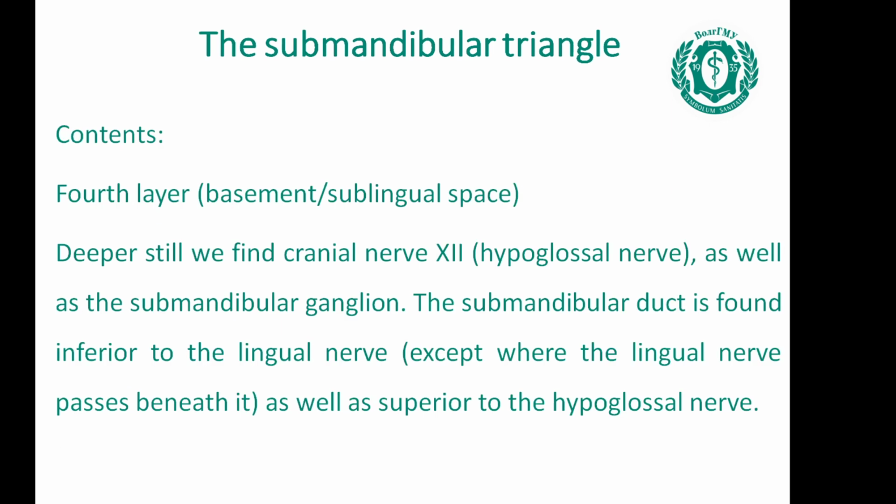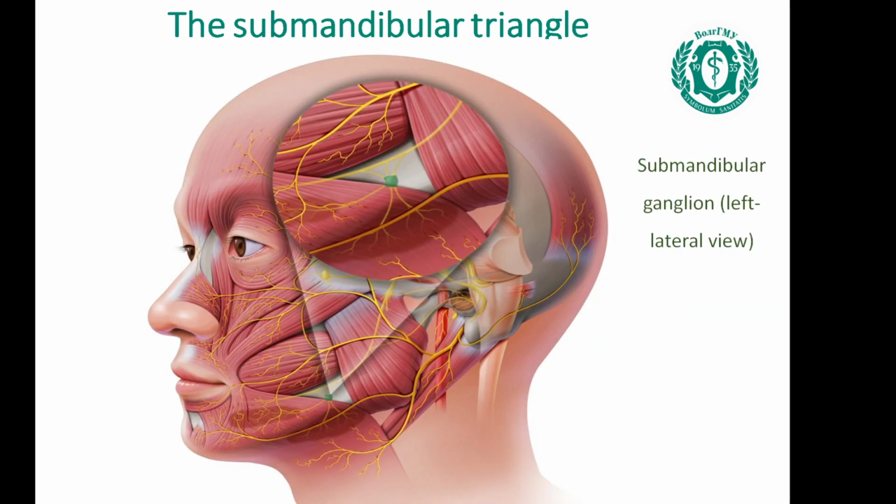Deep still we find cranial nerve number 12. This is the hypoglossal nerve, as well as the submandibular ganglion. The submandibular duct is found inferior to the lingual nerve, except where the lingual nerve passes beneath it, as well as superior to the hypoglossal nerve. On this picture you can see the submandibular ganglion.